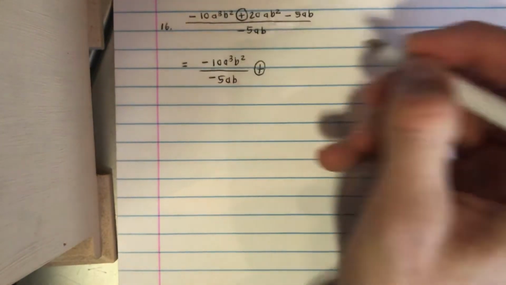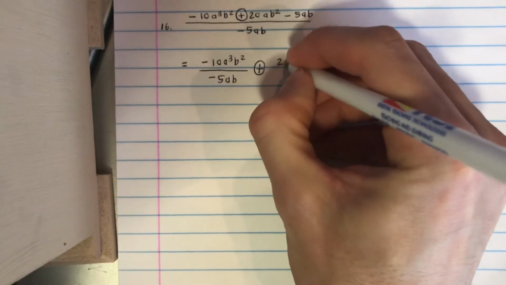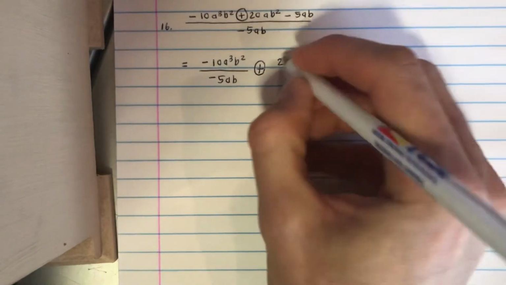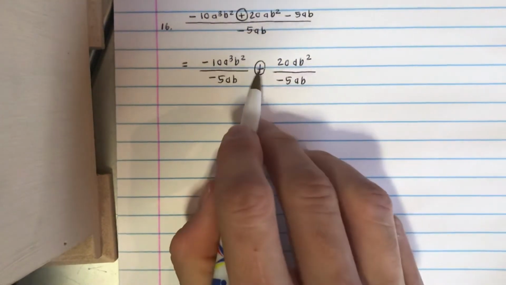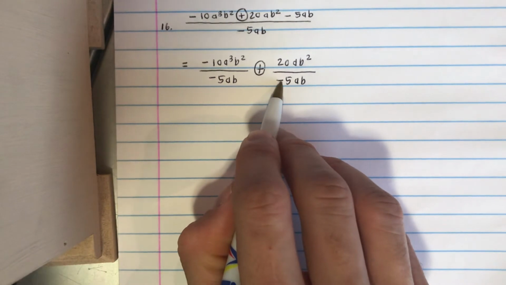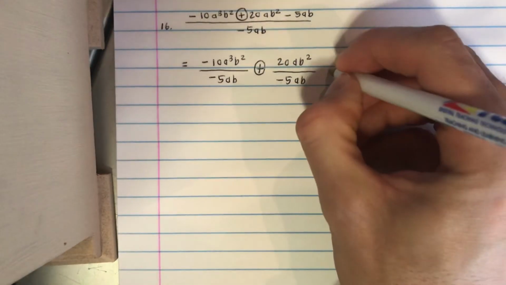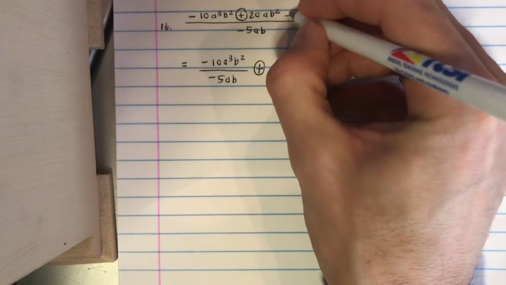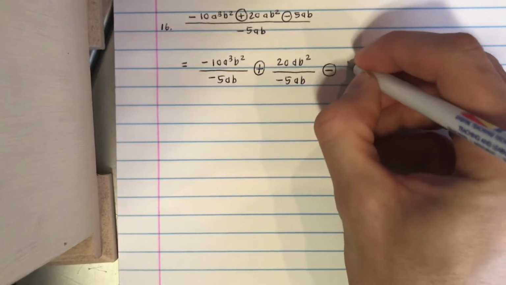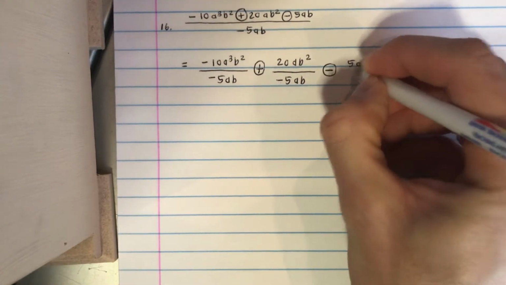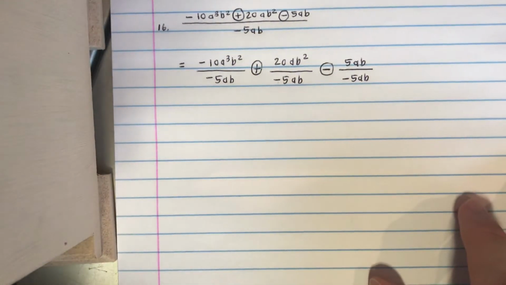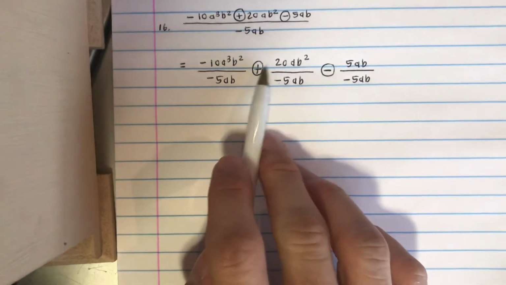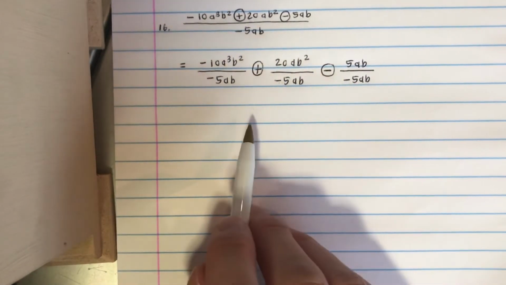Then we have a positive. Now that positive must come in between the fractions. Then we have 20ab squared over negative 5ab. Even though we have a sign there, we must still put the negative with the denominator. Then we have a negative, so this negative is referring to that negative. Then we have 5ab over negative 5ab. Now, we need to sort out our signs here, because there we have a positive and a negative, there we have a negative and a negative.